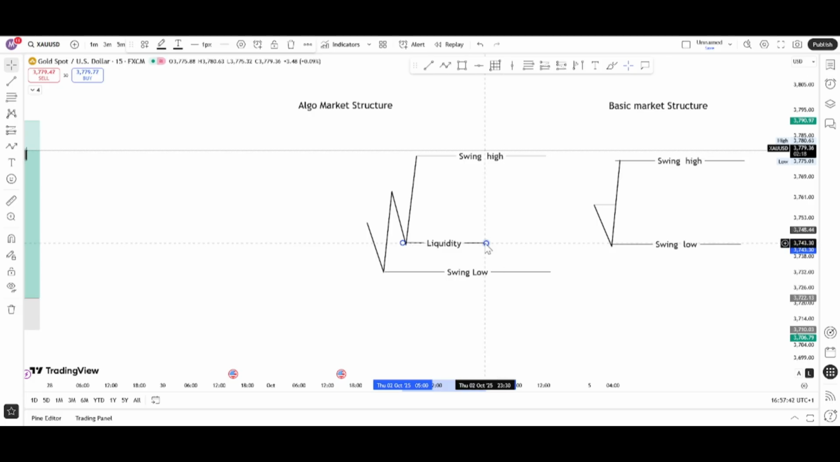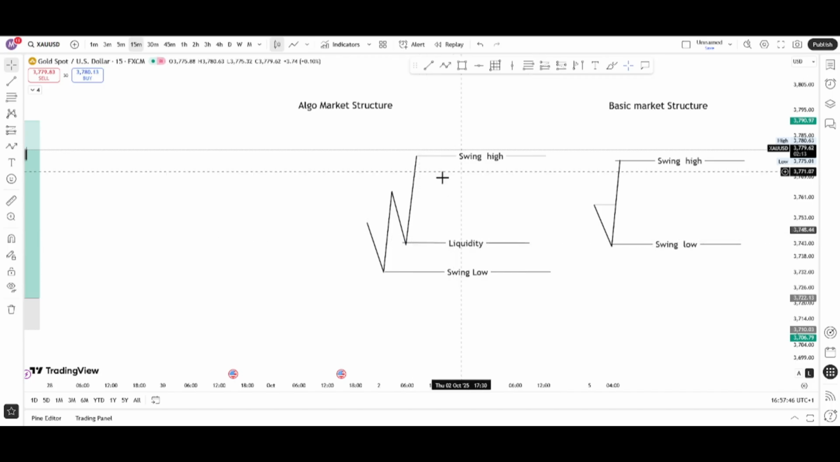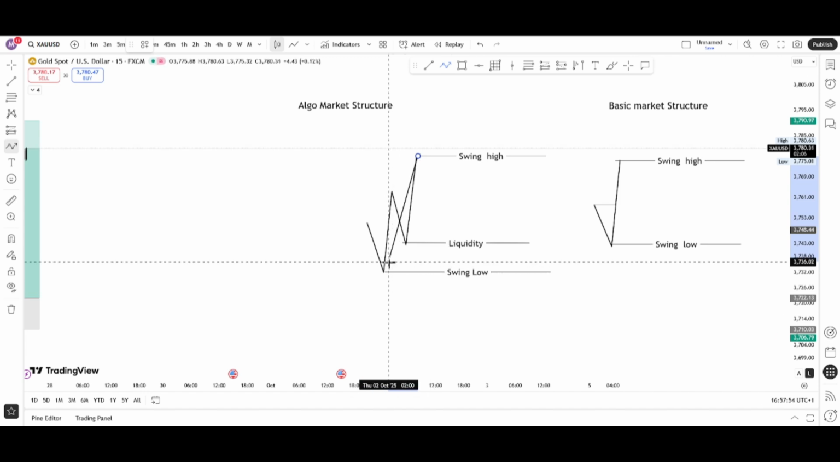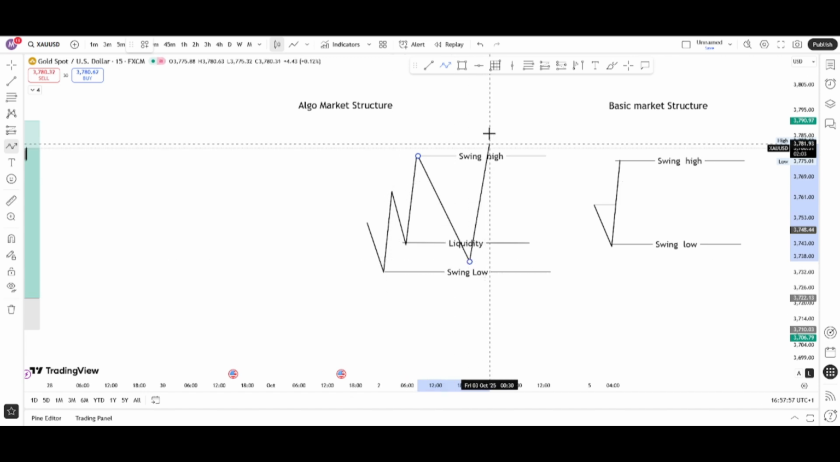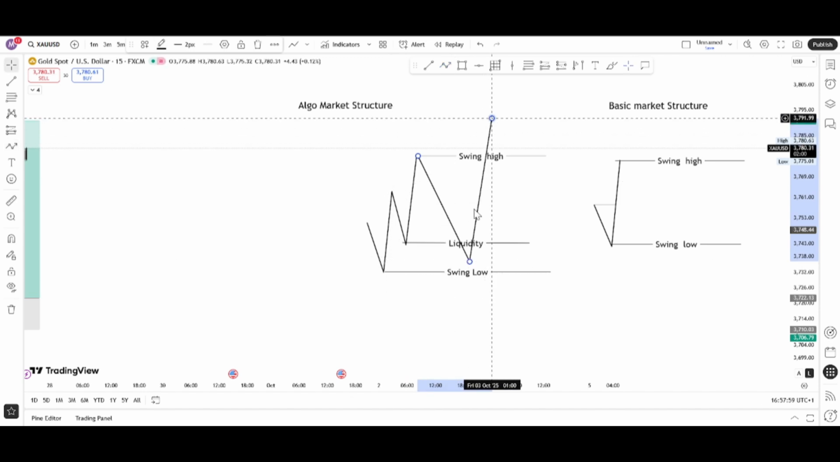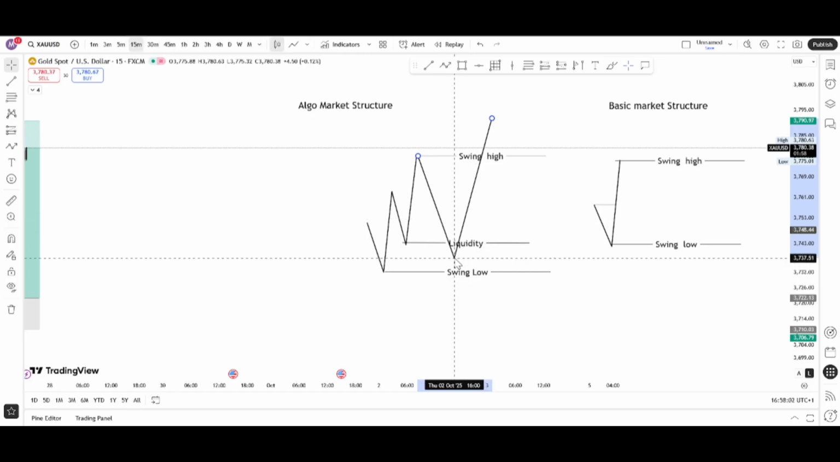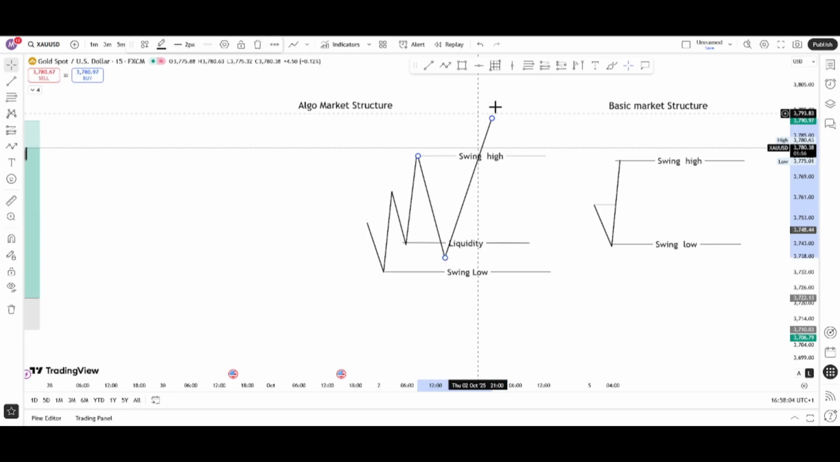Alright, so this becomes the liquidity zone. What you expect the market to do is come down, take out the liquidity, and tap into either a fair value gap or an order block before going up again. So we expect this to happen in the market.